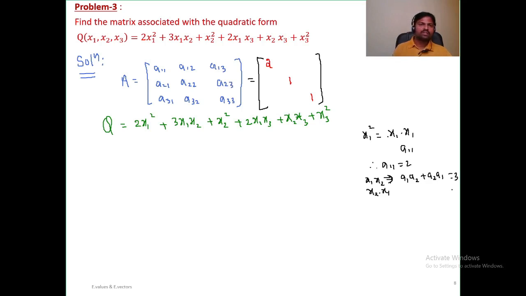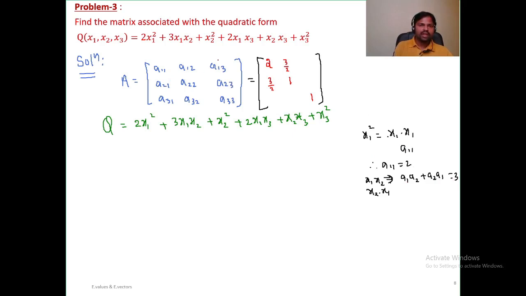But if you want to generate this as a symmetric matrix, then I have to divide by 2, right? So if you divide by 2, what will you get? 3 by 2, 3 by 2. So this entry is 3 by 2, and the corresponding entry is also 3 by 2. Now look at 3 by 2 plus 3 by 2, how much? a12 plus a21 should be 3. Now add these two, 3 by 2 plus 3 by 2 is 3 only, satisfied.